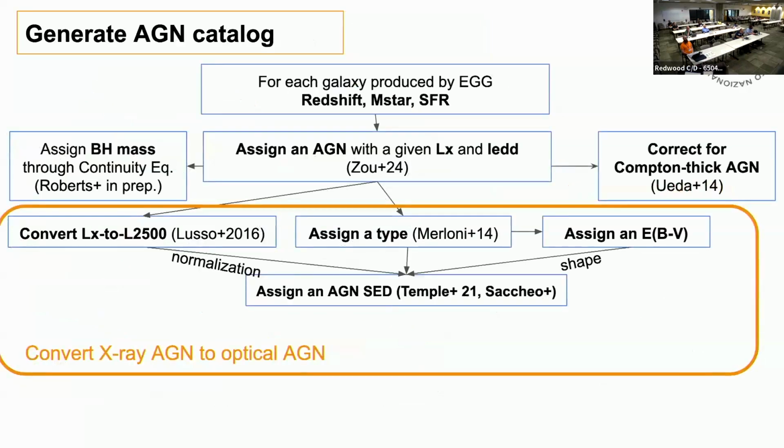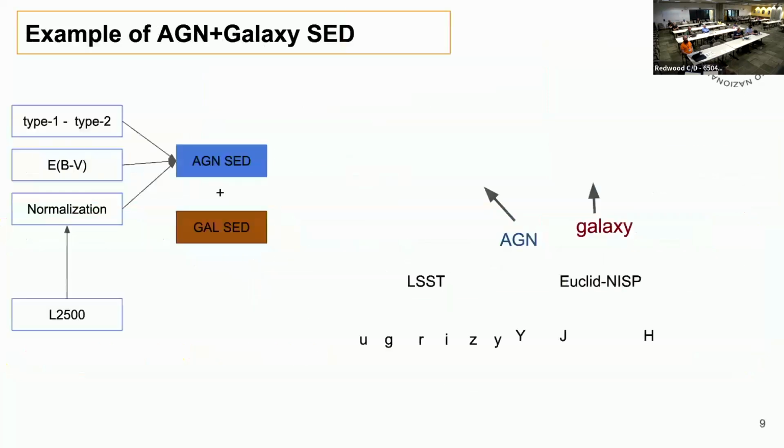We then move from the X-rays to optical by using recipes. We have a conversion between the X-ray luminosity and the UV luminosity. We assign a type. We have type 1, type 2 AGN in the truth catalog. We assign an E(B-V), so we redden the SED of the AGN. And finally, we assign an SED to each AGN created this way.